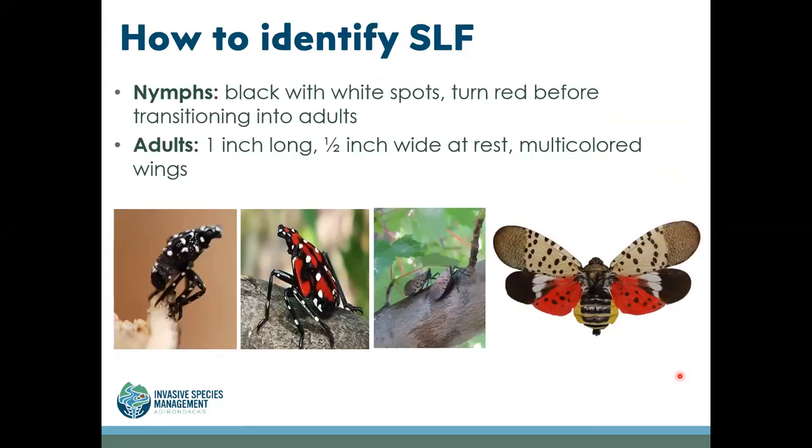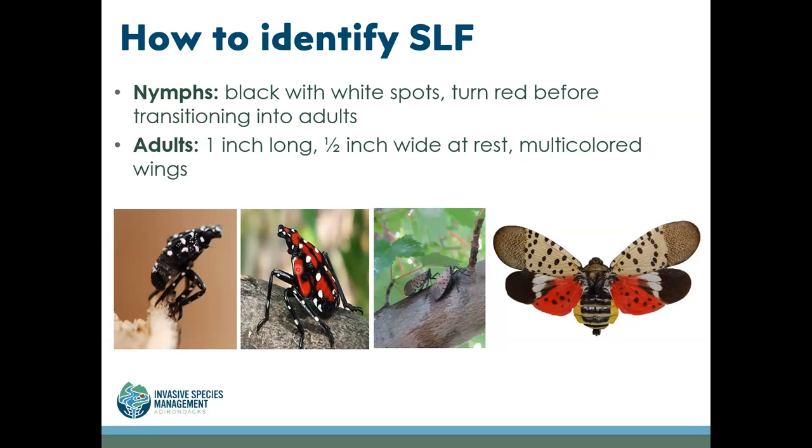The first three stages of the nymphal life form are black in color with white spots. The first nymphal instar may only be a quarter inch long and is sometimes mistaken for ticks. As it progresses into its second and third instar, those nymphs will get slightly larger. And then finally, in the fourth instar, the nymph will develop some red coloration on its body. At this point, it will be about 3/4 inch long.